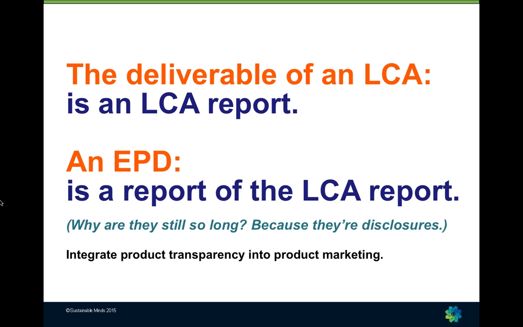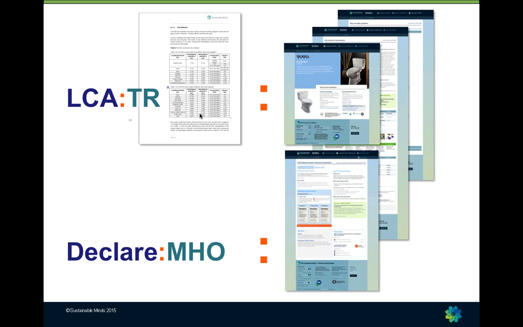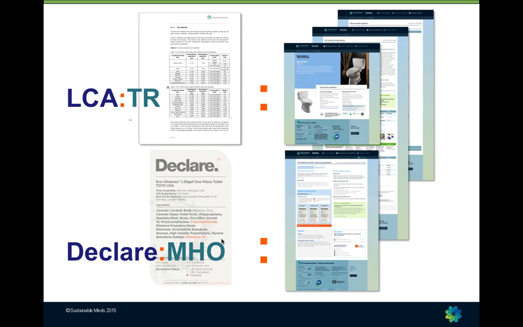And so to put a finer point on what we're doing, we like to make this analogy that the deliverable of an LCA is an LCA report. An EPD is a report of the LCA report. And so you ask the question, well, why are EPDs still so long? It's because they're disclosures. An LCA report is a disclosure, as is an EPD. And the folks who write PCRs believe that a lot of LCA information should also go into the EPD. And we talk about that in our environmental performance webcast. We invite you to attend or listen on that. So here's the analogy: an LCA is to a transparency report as a Declare label is to a material health overview.